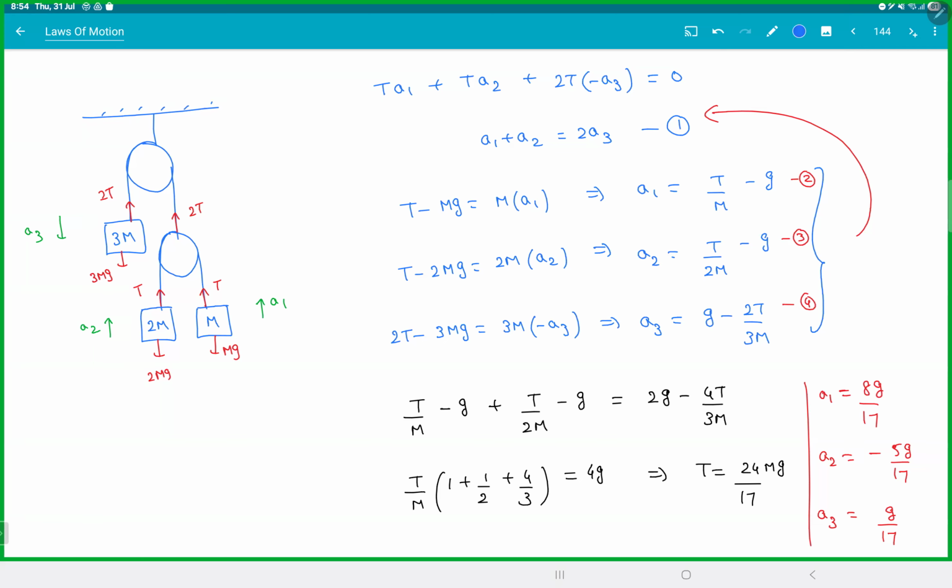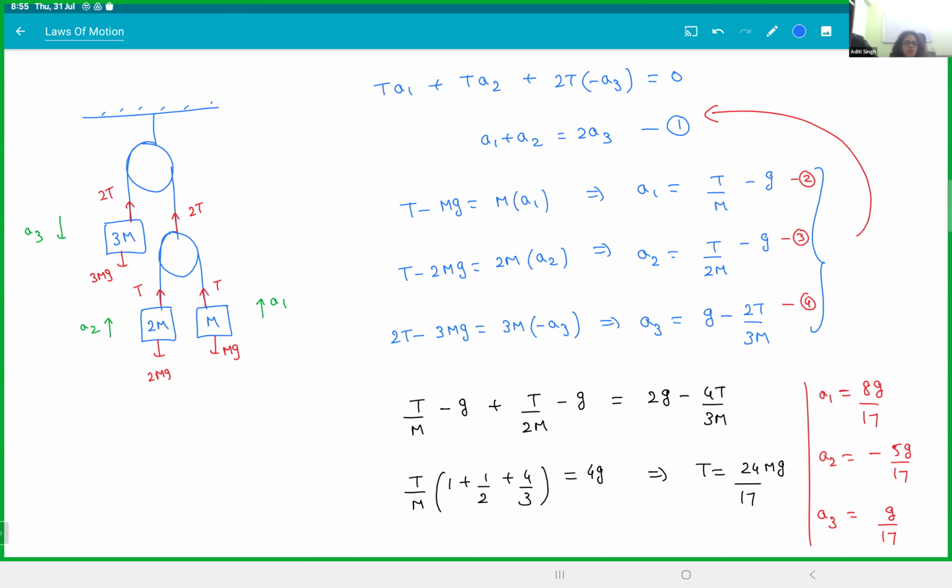Any doubts on this? Clear with the process? Like I said, I didn't do anything new. I just followed the process. I wrote the FBD, I wrote the constraint, I wrote the equations, I solved. Keep it as simple as possible. Getting it? Sir, but this will still take time.